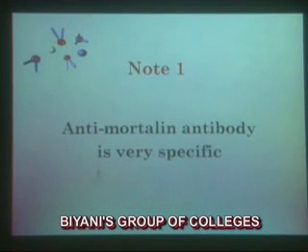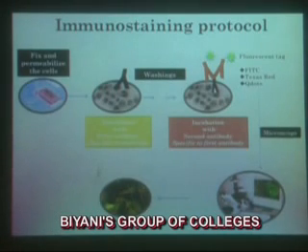So once we have a very specific antibody in hand, then we go for immunostaining. All of my talk now is about immunostaining, so I would like to introduce what immunostaining is. We culture cells in a petri dish, or on a slide or cover slip, and fix them after some population of cells is grown. There are different types of fixative, a standard method. Then we incubate them with the first antibody. In this case, we are using anti-mortalin antibody.